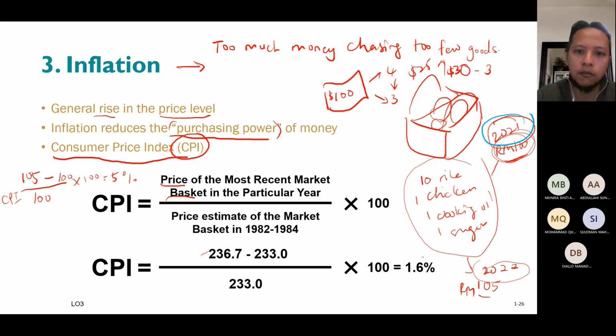So they have a basket of goods, but of course the items in the basket are more than this, and they also include other items such as oil prices and commodity prices. These are also factored into the CPI. So this is how you calculate CPI.